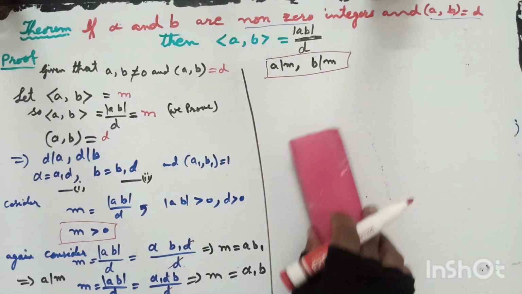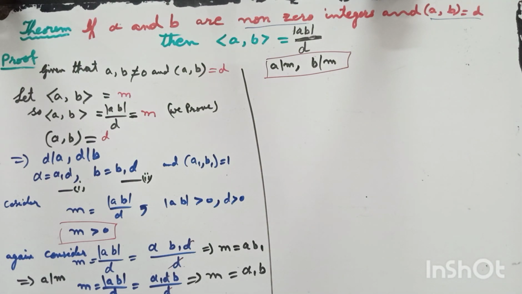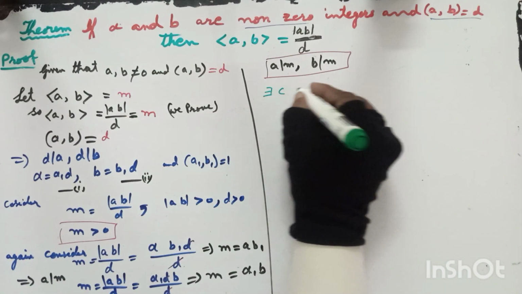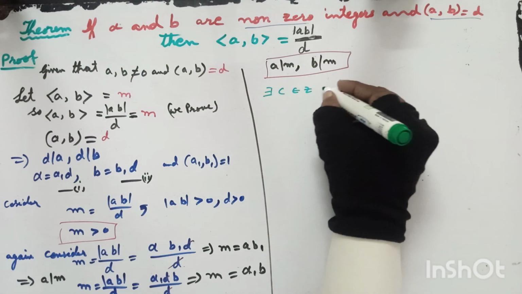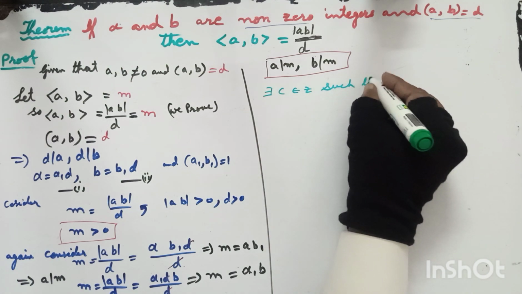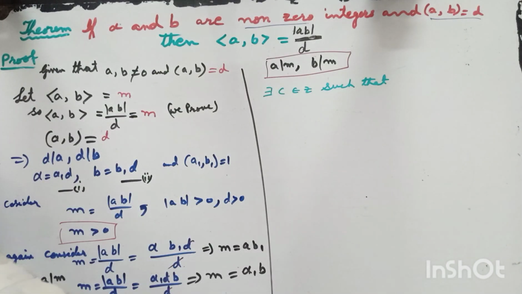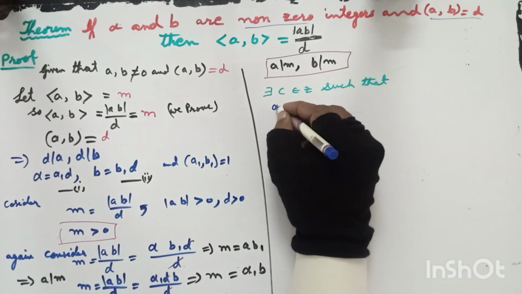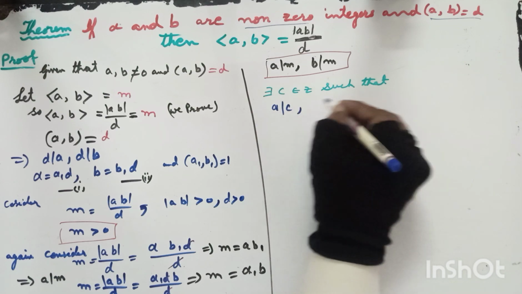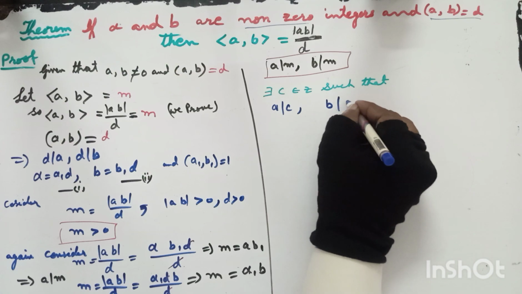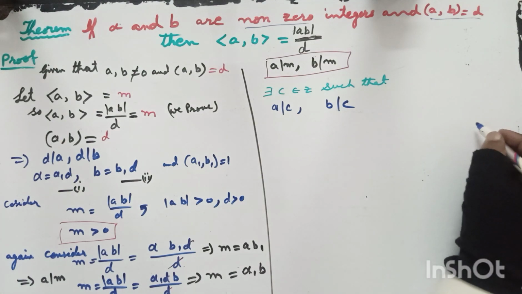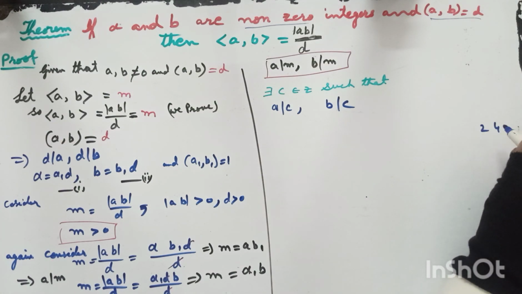What is the third condition now? Then there exists c belonging to the set of integers such that a divides c and b divides c. This is a common multiple, just like the one I took in the example, 24.